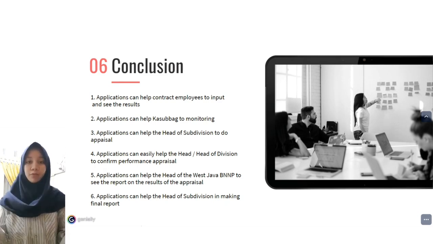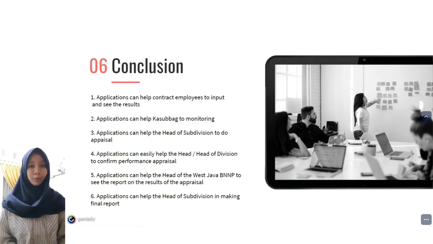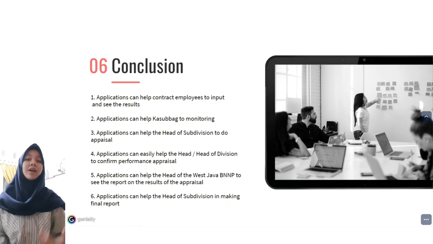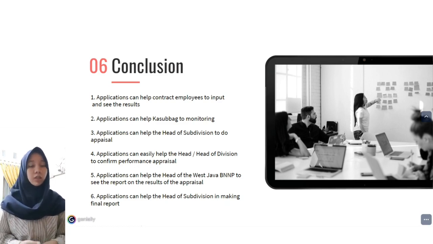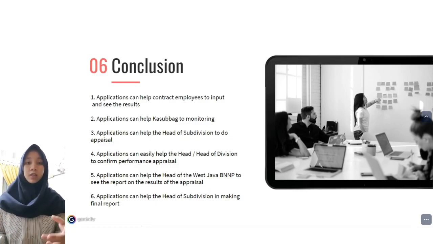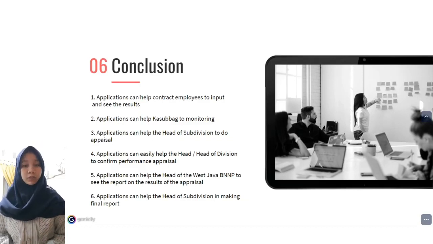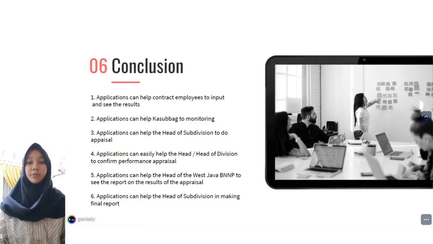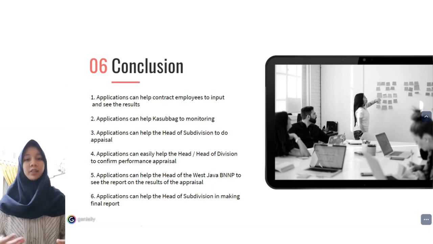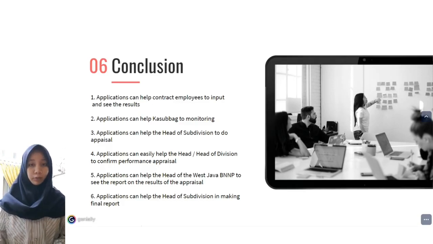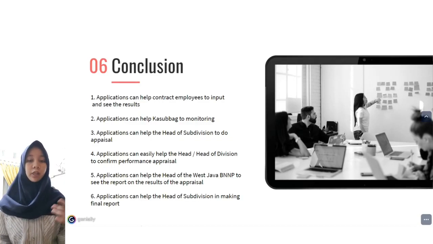for a long time. Fifth, the head of BNN West Java Province can easily see the report on the results according to the rank. The last conclusion is that the application can help the head of subdivision to make a final report for the contract employees, and they can see it based on the pie chart that is provided.